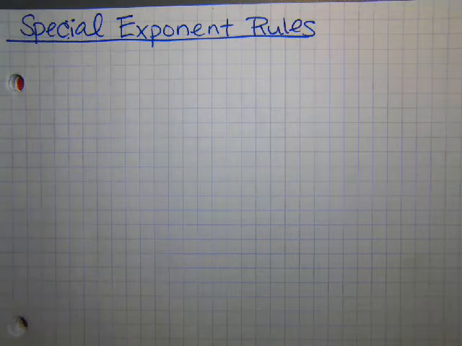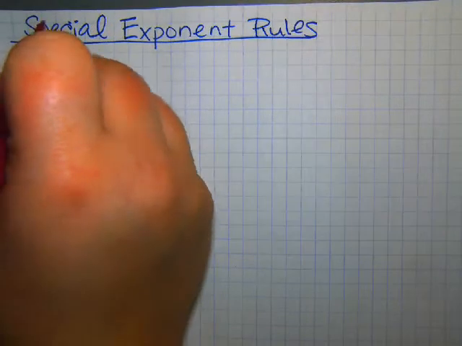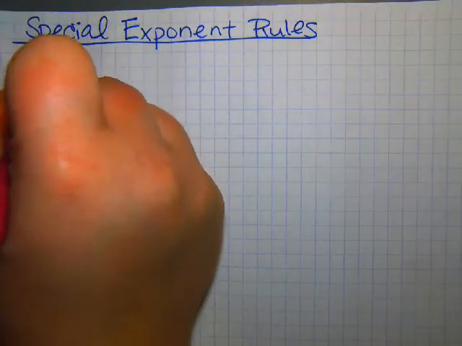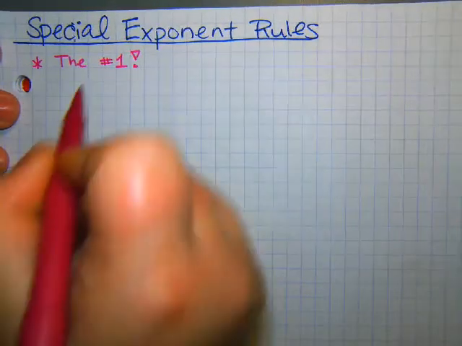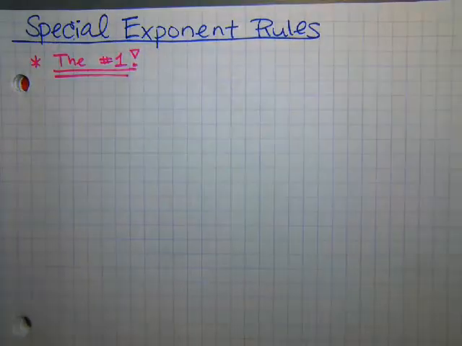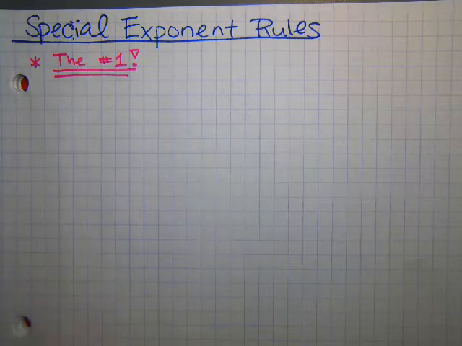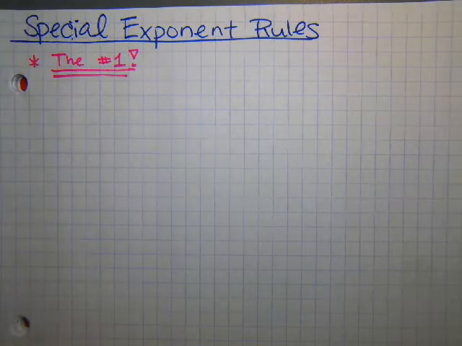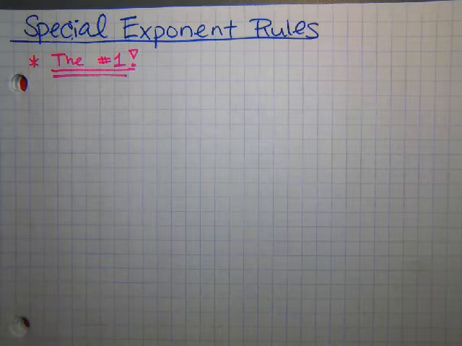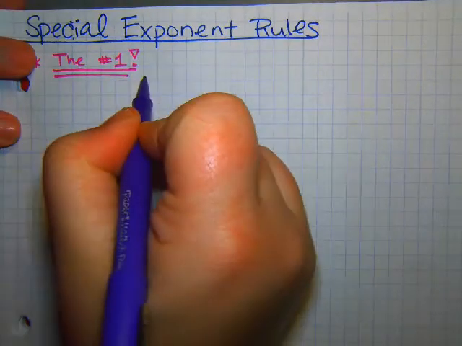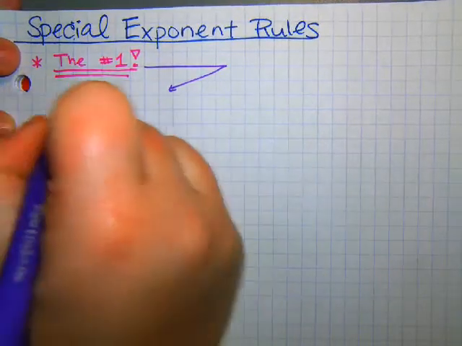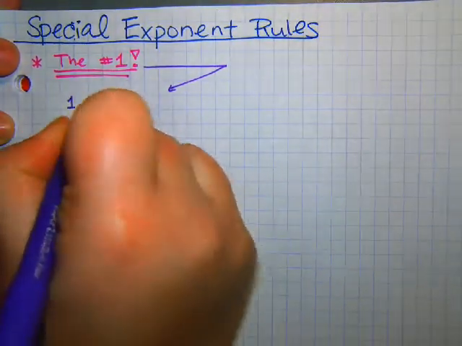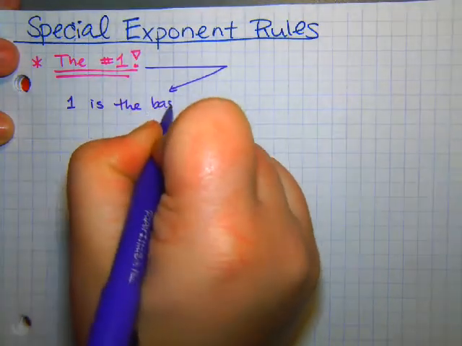Special exponent rules have to do with the number 1 and the number 0. Let's start with number 1. The number 1 can be found in two ways in an exponent, because there are two parts to an exponent: the base and the exponent itself. So let's start with what happens when 1 is the base.